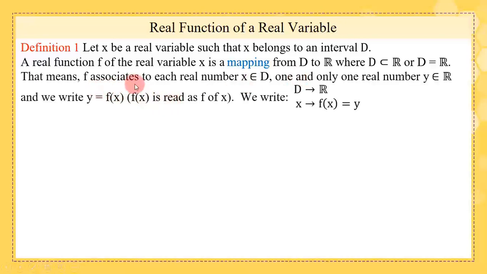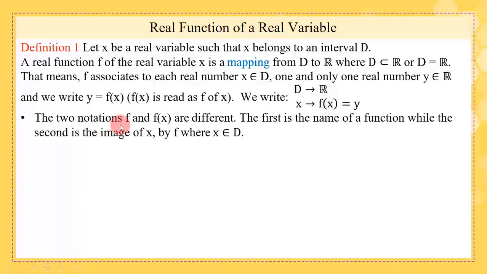That means f associates to each real number x belonging to D one and only one real number y belonging to R. We write y equals f of x, we read it f of x. We write from D to R, for every x we get f of x equals y. The two notations f and f of x are different. The first is the name of a function, while the second is the image of x by f, where x belongs to D. The set D is called the domain of definition of f.